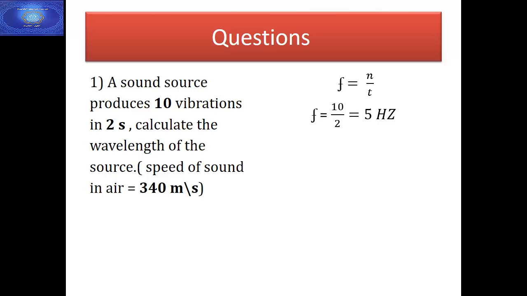Now we will use the wave equation to calculate wavelength. V equals lambda times F, V equals 340, lambda unknown, F equals 5. To get lambda we will divide by 5. So lambda equals 68 meters.